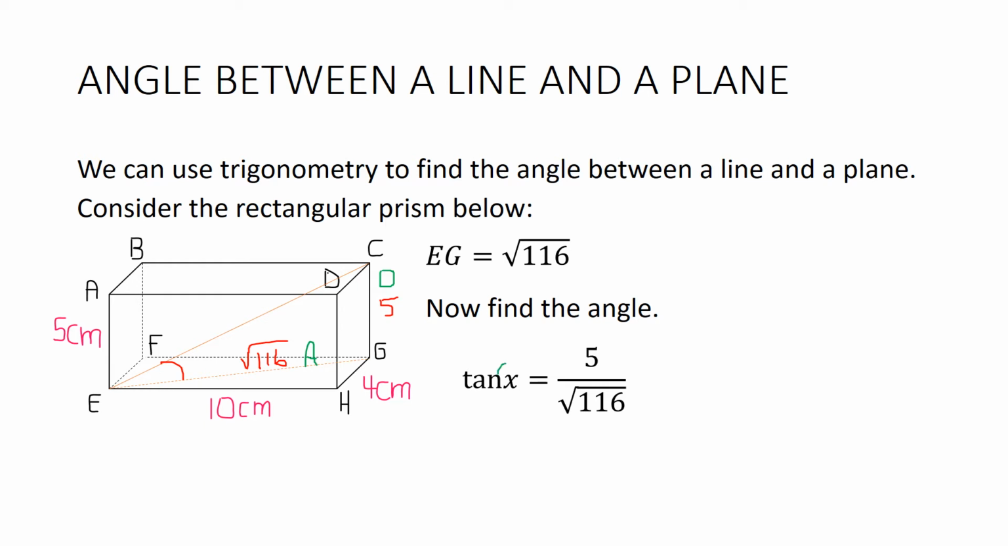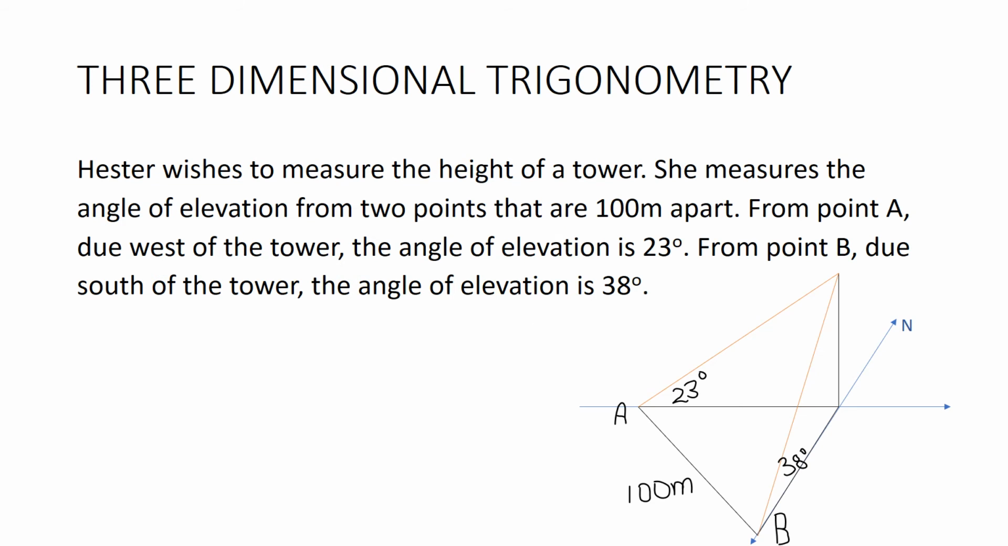So I need to get x by itself. This tan has to go over the other side. It comes over as tan to the -1, and we do shift tan on the calculator. So when I do shift tan of 5 over the square root of 116, I end up with 24.9 degrees. Let's look at a harder question.